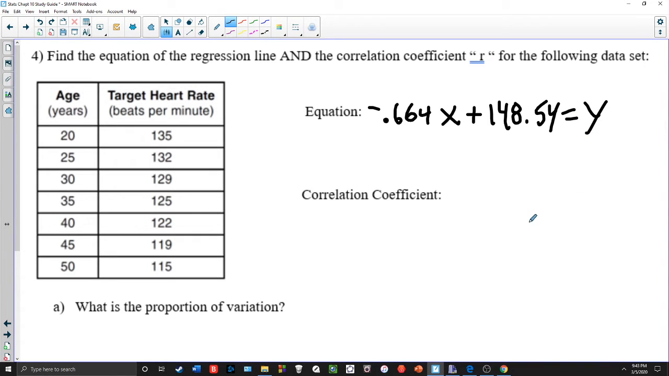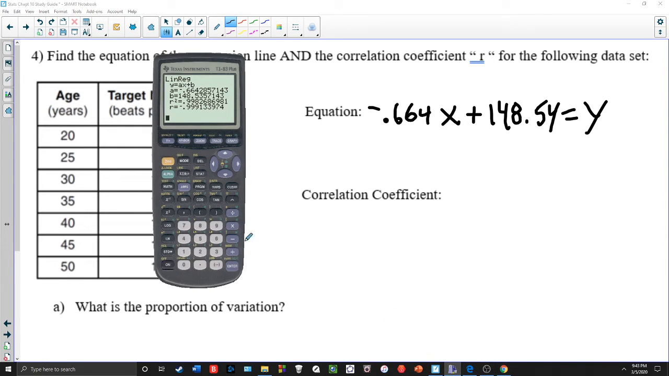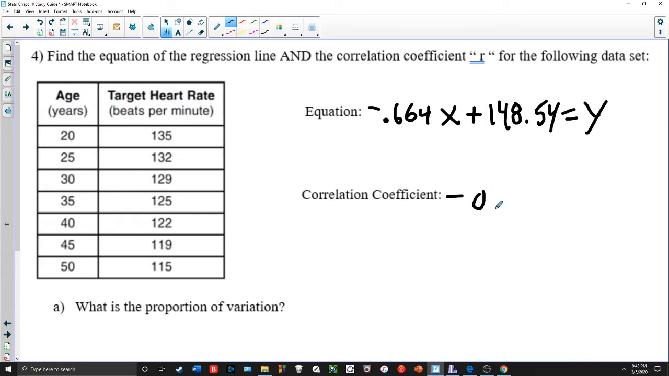And so it says, what's our correlation coefficient? Our correlation coefficient is just another fancy word for R. So our R here, negative 0.999, is our correlation coefficient. Which means it's a pretty strong negative relation, right? It's pretty close to negative 1, so that'd definitely be a pretty strong negative correlation there. So as your age goes up, your target heart rate goes down, which again makes sense why that's a strong correlation.